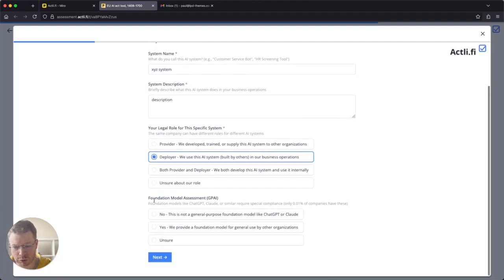Here, foundation model assessment. If you're a provider of a big foundation model, we spoke about this earlier shortly, you will have to select yes here. But most likely, if you don't have a general purpose model like ChatGPT or Claude, you will have to select no. We'll select no for this example.